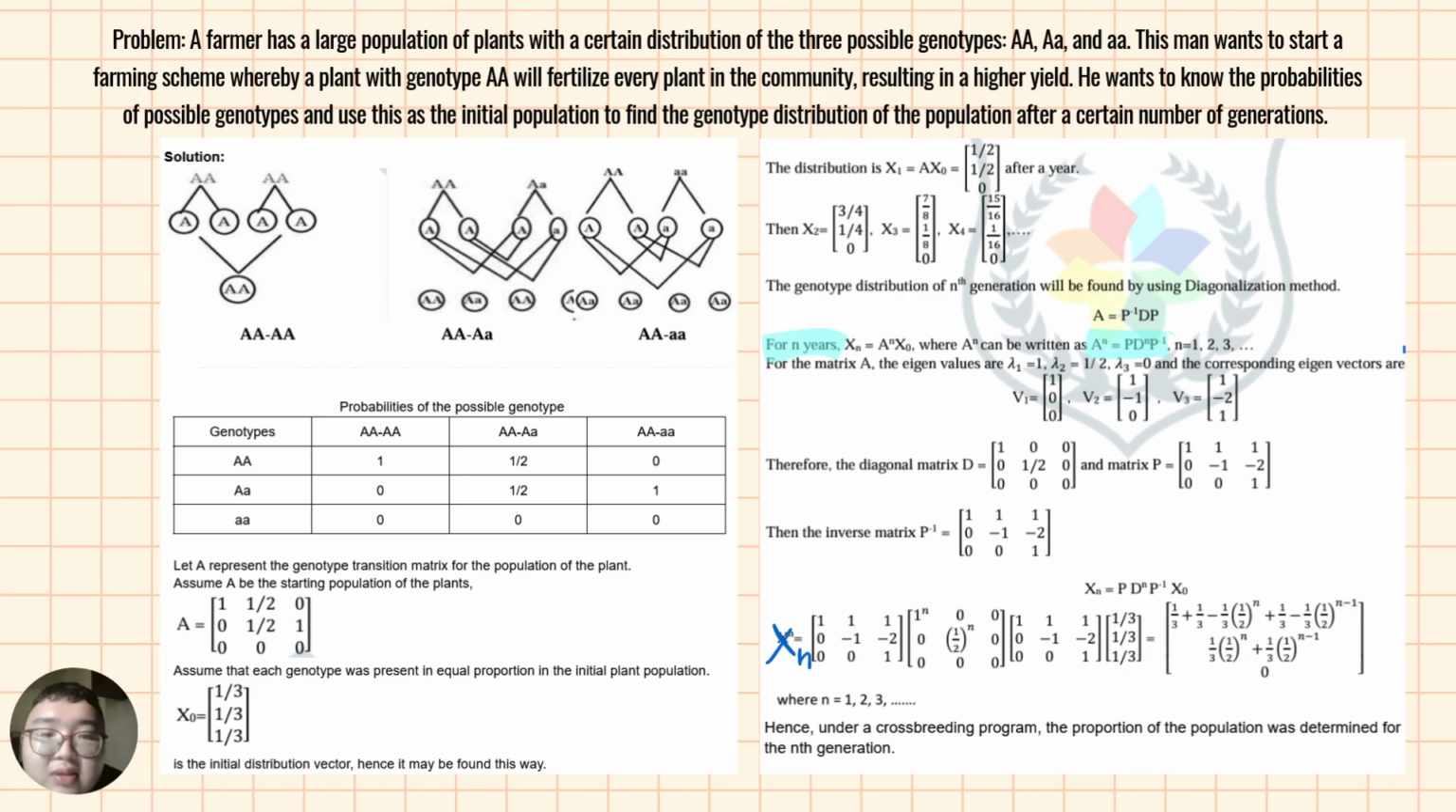So now we will go through a specific example problem in which a farmer has a large population of plants with three possible genotypes, and he wants to know the probability of the possible genotypes of the offspring produced after a certain number of generations. So the first step we need to do is the crossbreeding.